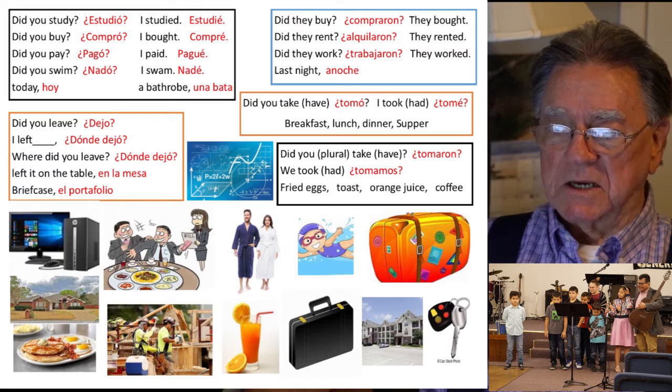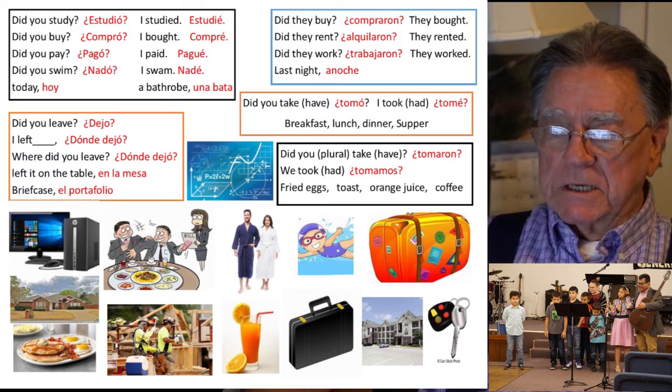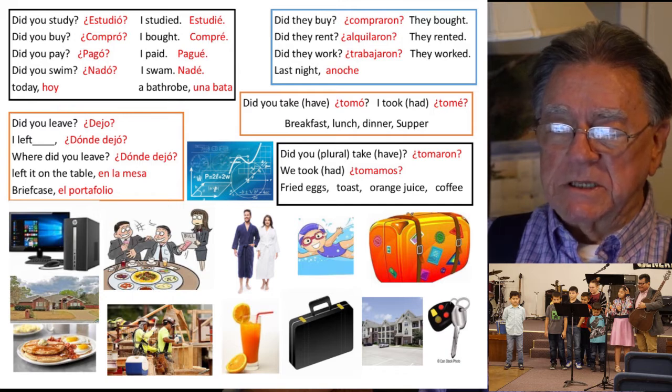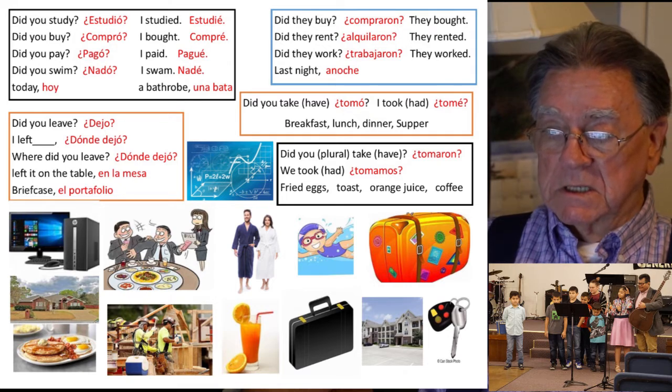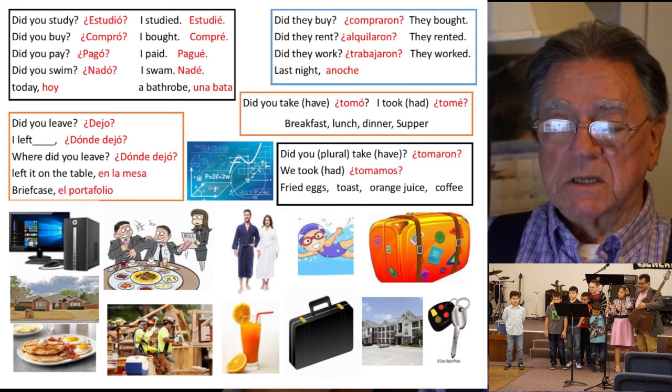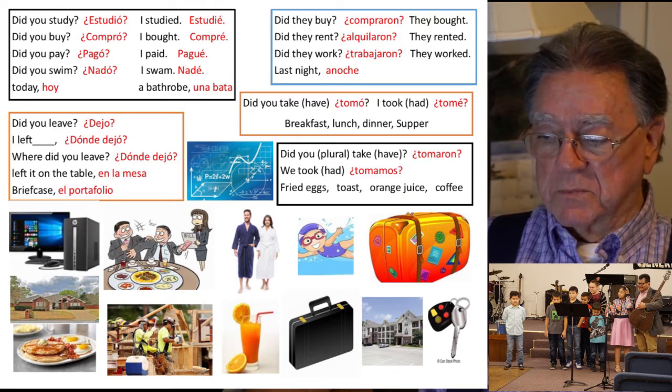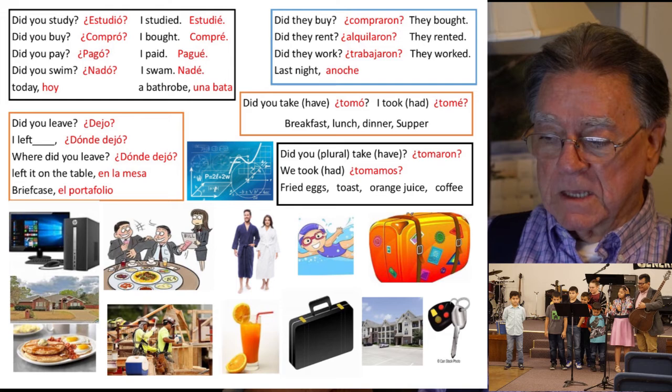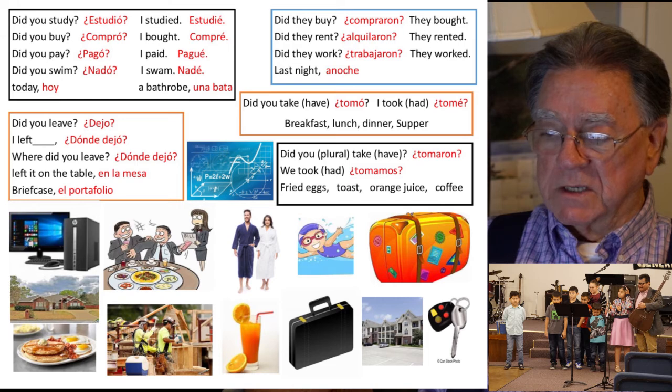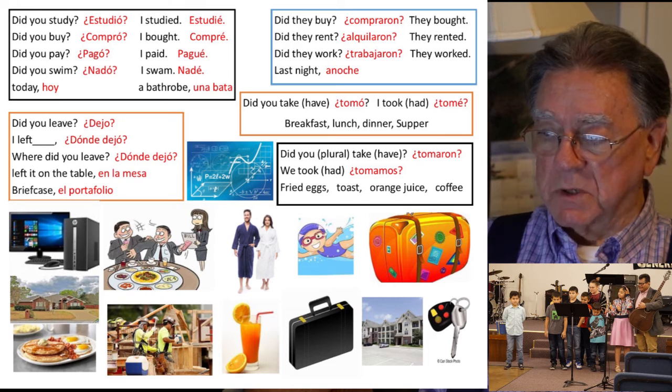They bought a house. And then another word is, did they rent? Rent, and I'm using the word alquilar, and then we have to make it alquilaron. Okay, did they rent? Did they rent, and what do we have here they can rent? An apartment. Did they rent an apartment? An apartment down here between the keys and the briefcase.